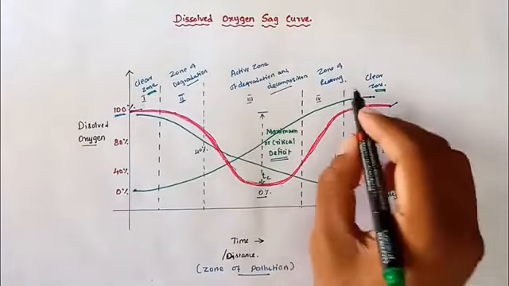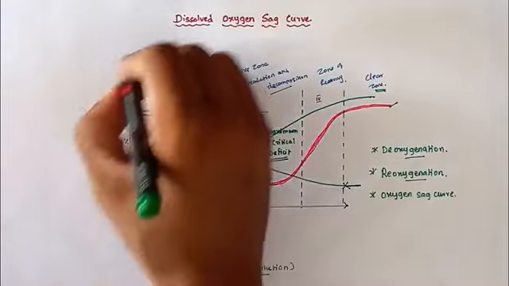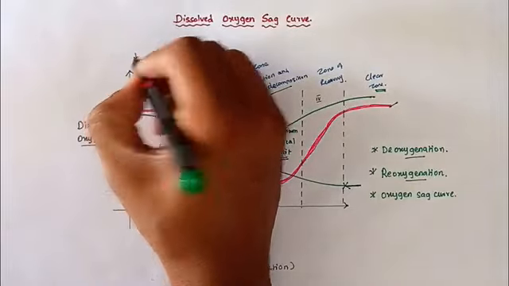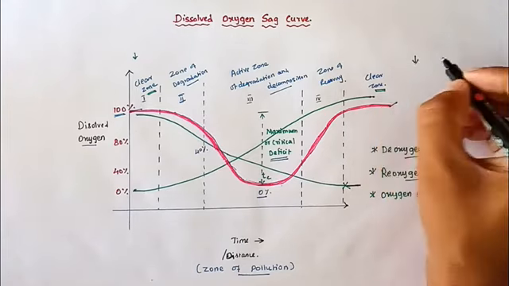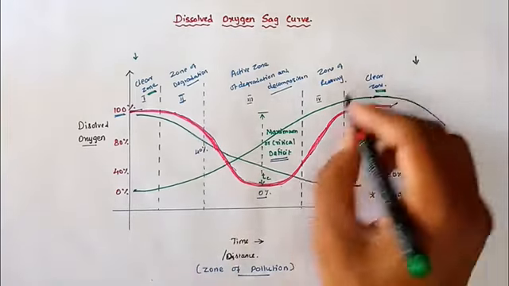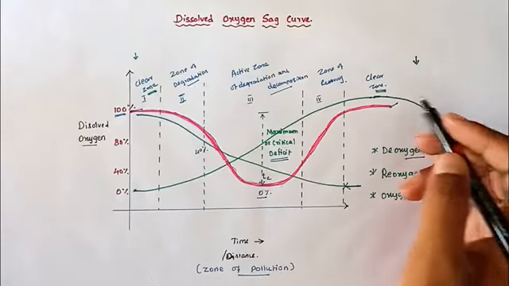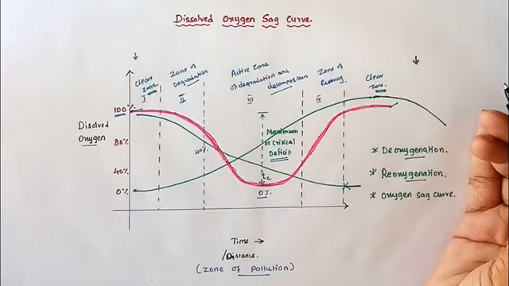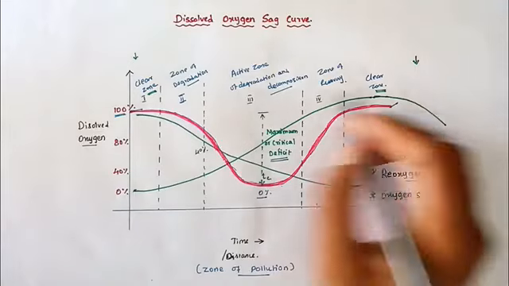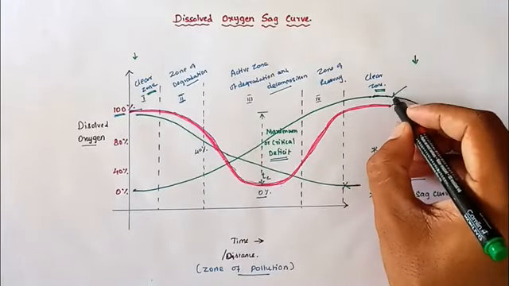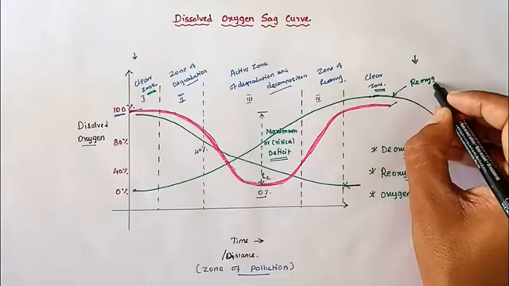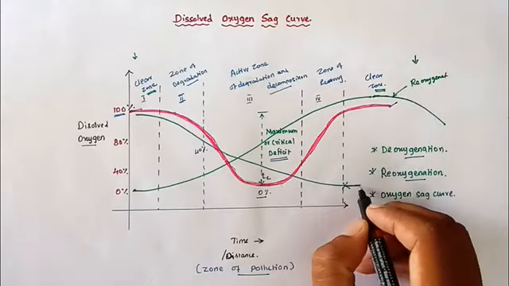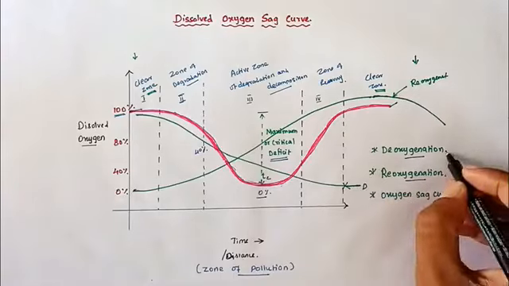This curve continues. If you add the effluent over here, the curve continues over here. After that we can add effluent over here, and again the process continues in every stage. This is called the oxygen sag curve and oxygen deficit curve. This curve is called the reoxygenation curve, and this is called the deoxygenation curve.